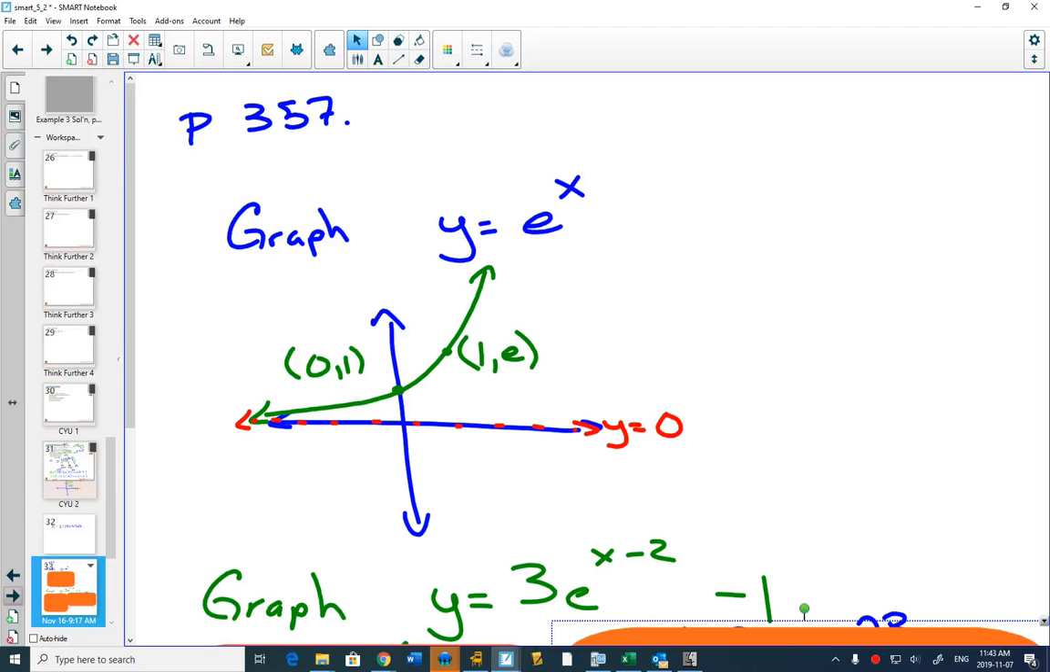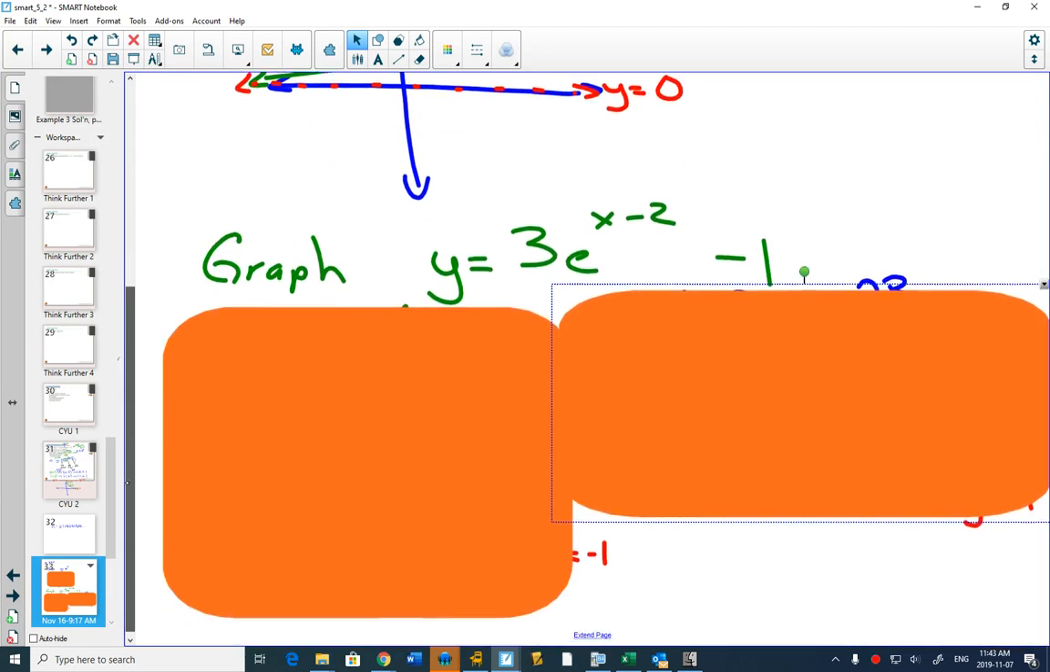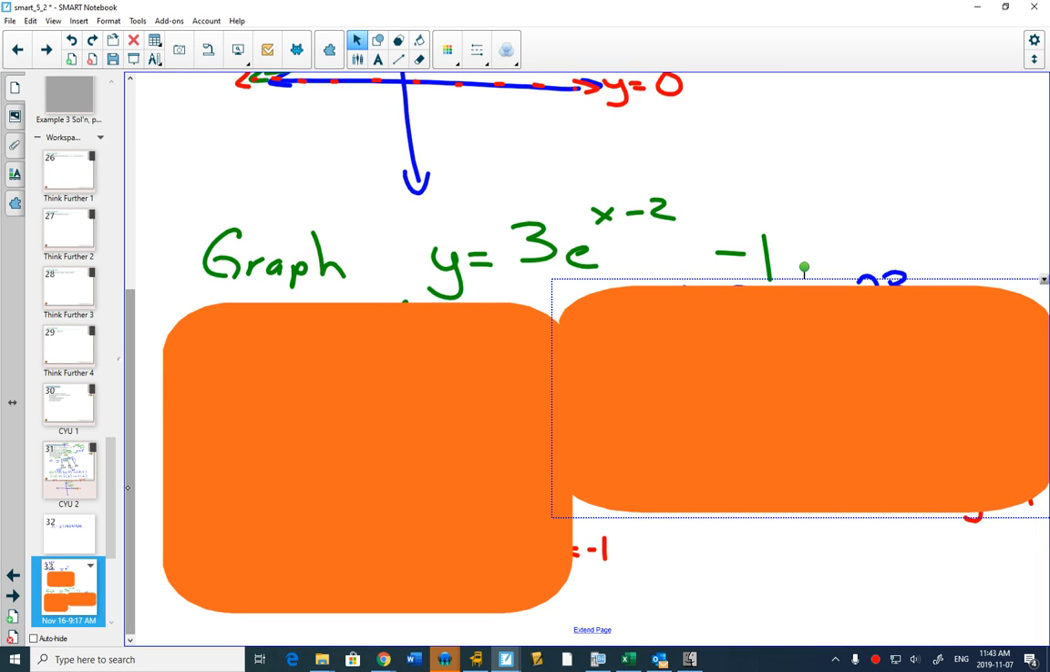And then if we want to, we can now graph y equals 3e to the x minus 2, minus 1. Well, you have your parent function. What do we have here? We've got a vertical stretch. Going to multiply y by 3. We're going to move 2 to the right and 1 down. So we can set up our arrows.